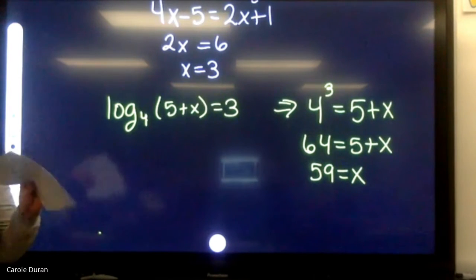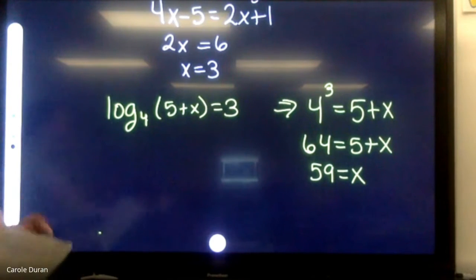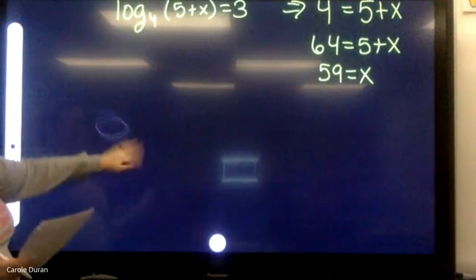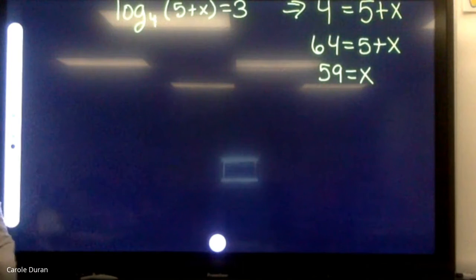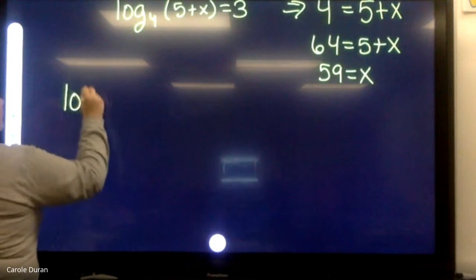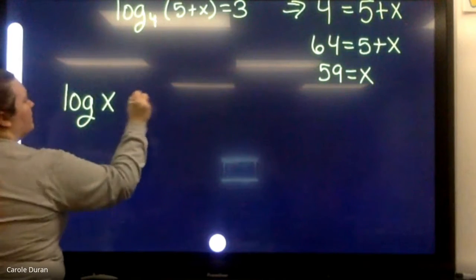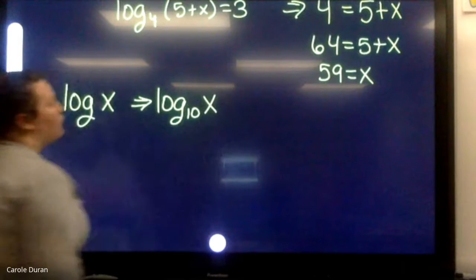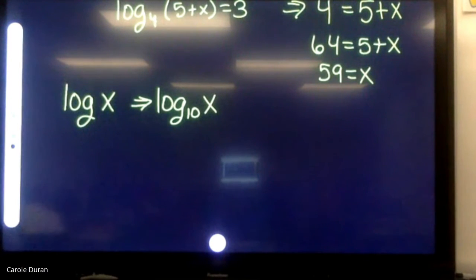So next we're going to graph a logarithmic function. Before we graph it, we need to know something about logarithms. Every generic logarithm is log base 10. So if we see something that is just log of x, we assume this is the same as log base 10 of x. For the most part, our calculators only deal with base 10 logarithms.